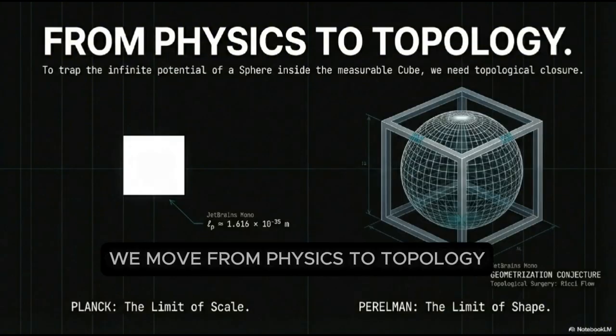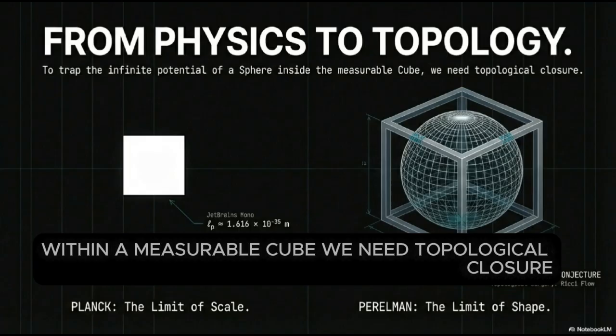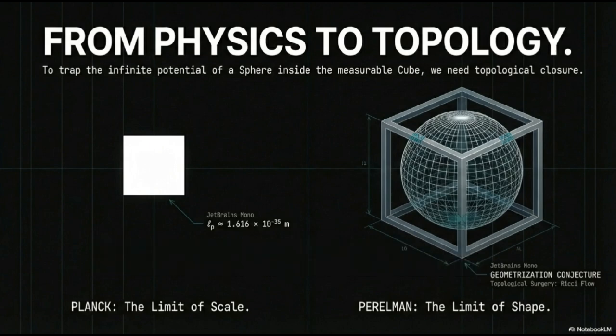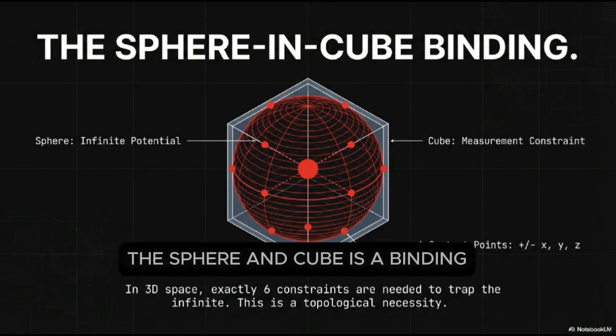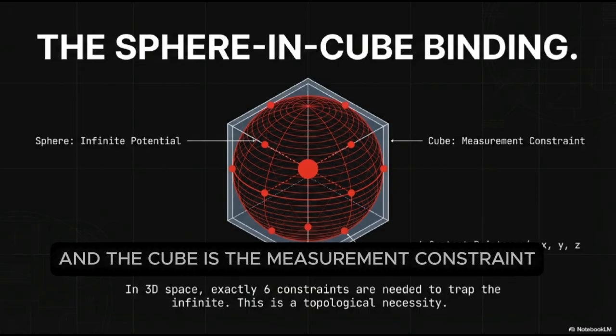We move from physics to topology. To trap the infinite potential of a sphere within a measurable cube, we need topological closure. Planck sets the limit of scale, and Perelman sets the limit of shape. The sphere and cube is a binding. The sphere represents infinite potential, and the cube is the measurement constraint.